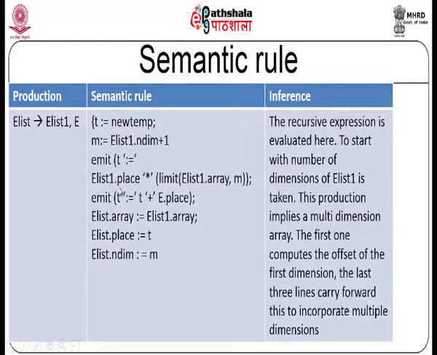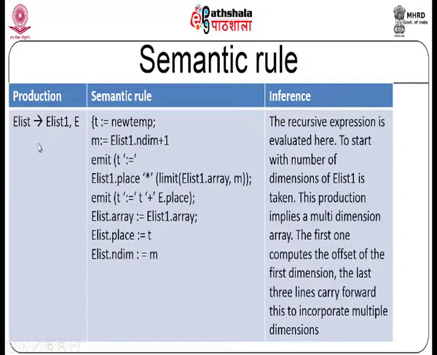And then I emit E list 1.place multiplied by limit of E list 1.array comma m. So what will limit return? Limit returns the dimension size of the mth dimension, that is the number of elements of the mth dimension. So supposing I am declaring an array of 2 comma 3, this m will be 2. Okay, I mean this will return 2. Okay, so if I am referring to the first dimension, this limit function will return 2. So I will multiply the place with this 2, which is already a new temp, okay, and then use that. Then I will emit t is equal to t plus e.place. So I will increment that, okay, and then E list.array.